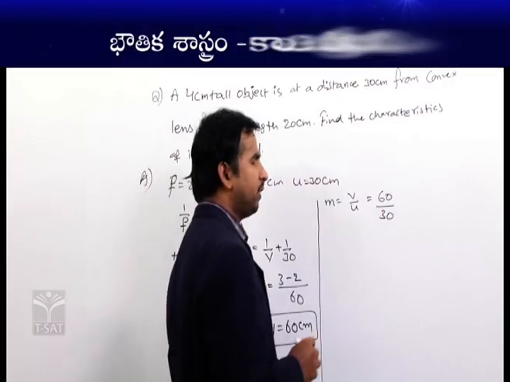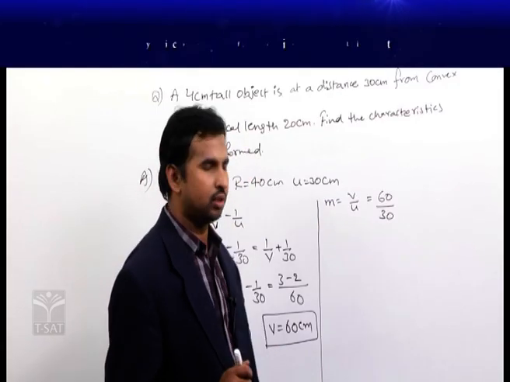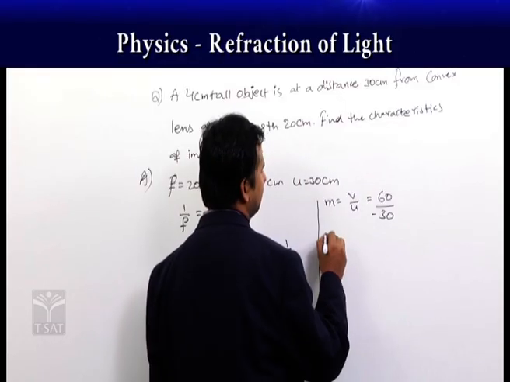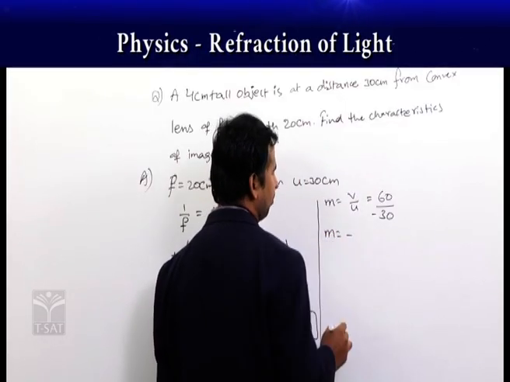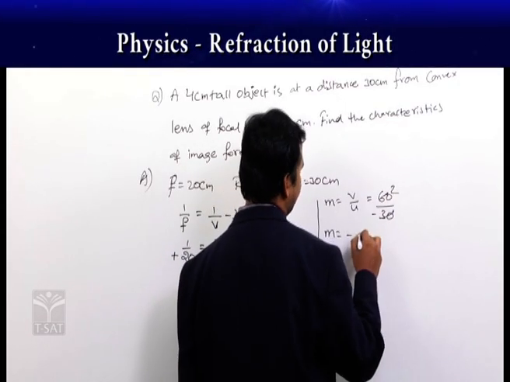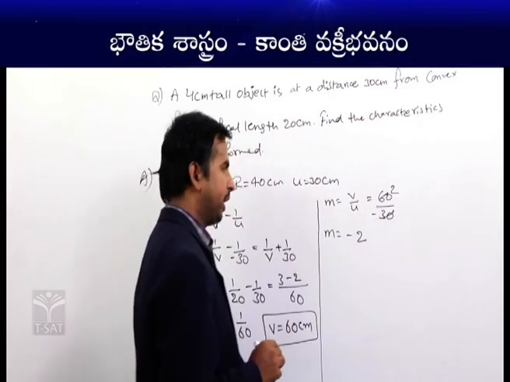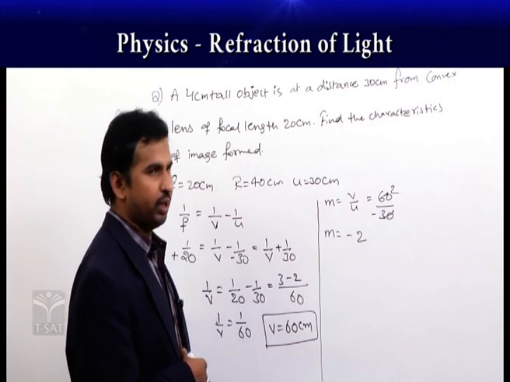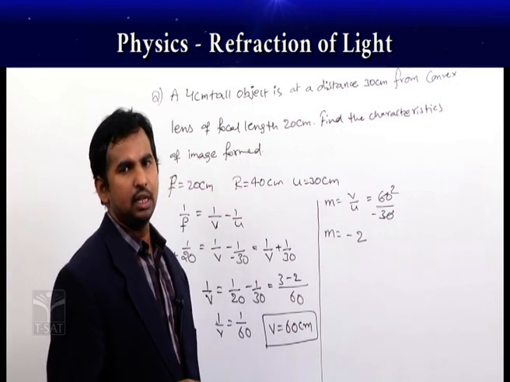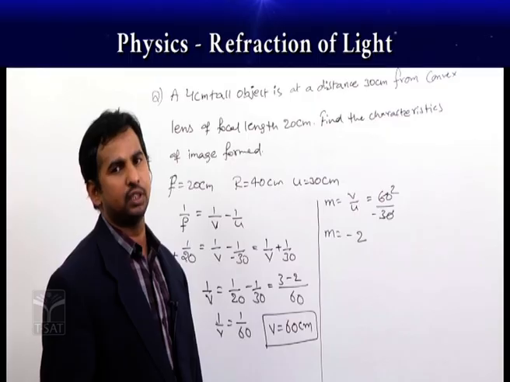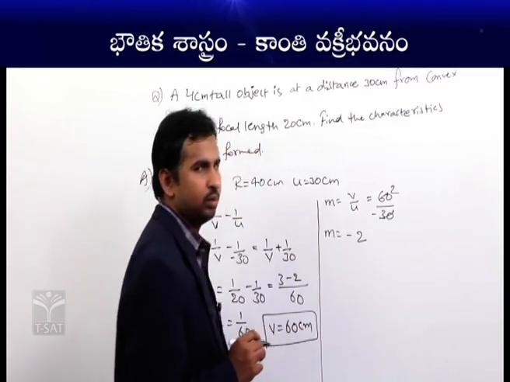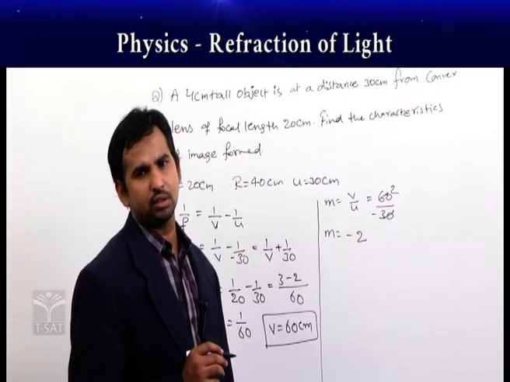If you apply the sign convention, the object distance is minus and the image distance is positive. Then m equals minus 60 by 30, so the magnification value is minus 2. The minus represents that the image formed is an inverted image, that is, formed below the principal axis.